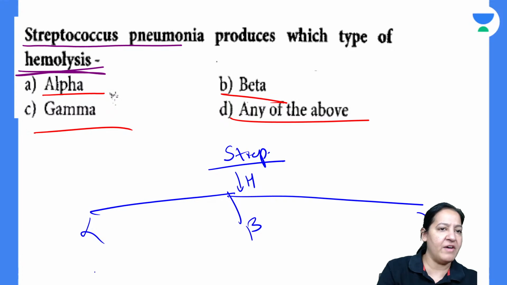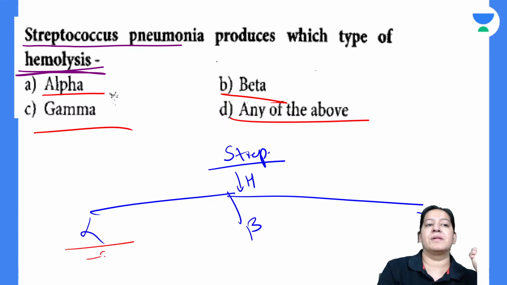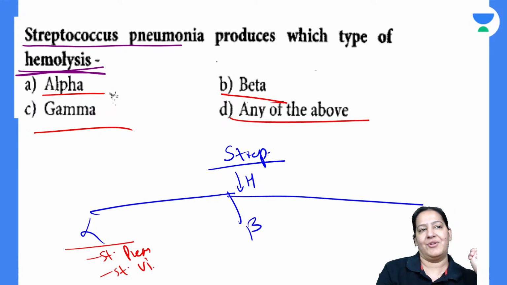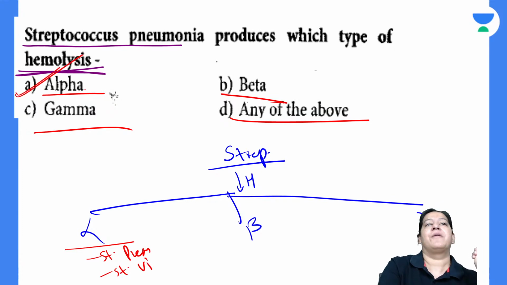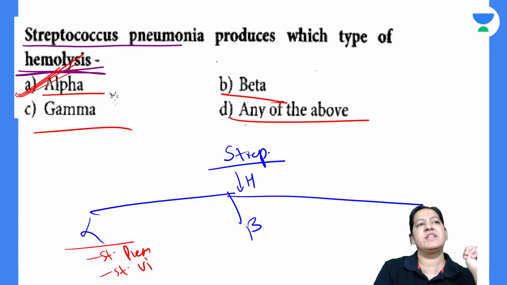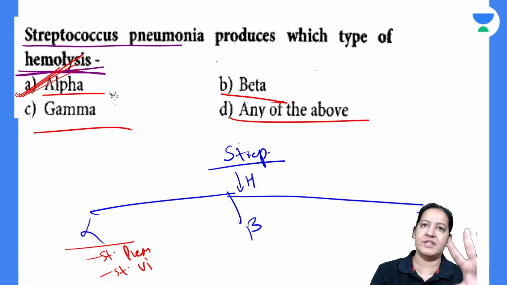What are the examples of alpha? In alpha, we have two examples: Streptococcus pneumoniae and Streptococcus viridans. Right? So pneumococcus shows alpha. Don't go with D. Why are you saying any of the above, RRNS? Answer is A. It is showing alpha hemolysis. Yeah, in anaerobic condition, alpha converts into beta. That is a separate thing. But normally it shows alpha.